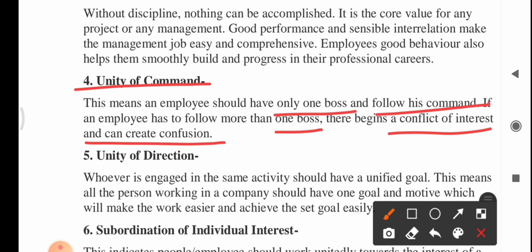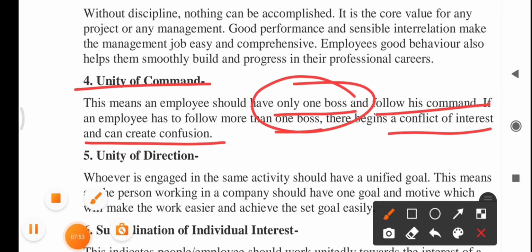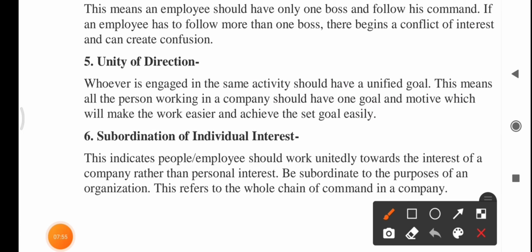The worker's mind will get confused. The same thing happens in any organization, any institution. Even take an example of a machine, your cell mobile phone. If you start giving different commands to it at the same time, it may start getting hanged. So this is what we call unity of command. It means only one boss, and everybody should follow his command. Then only the organization works successfully. Is it clear?